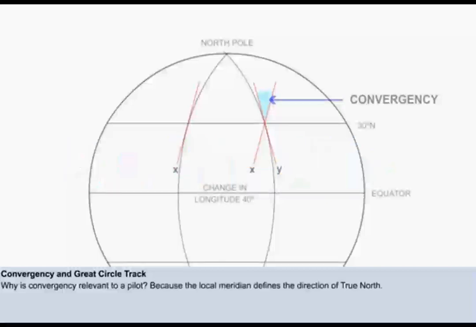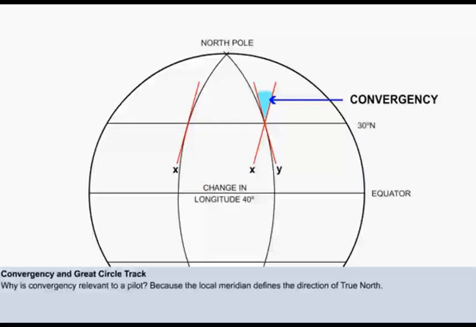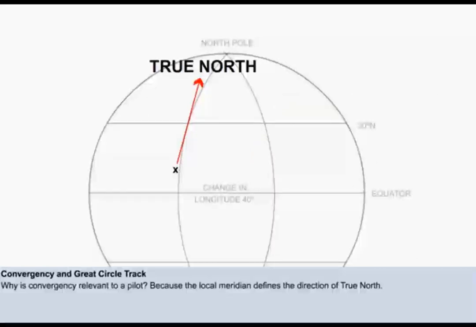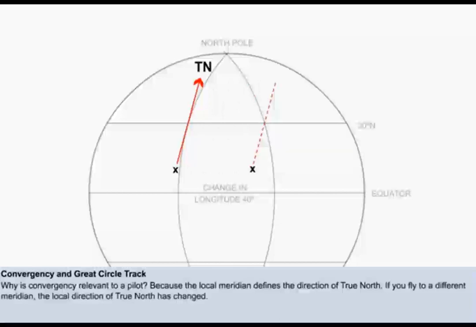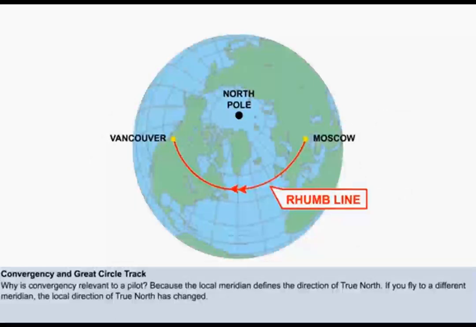To answer, we need to understand that true north at any point is the direction of the local meridian. For example, if you fly to a different meridian from the point at which you started, your local direction of true north has changed. This is the reason why a rhumb line is a continuously curved line on the Earth's surface. If it did not constantly curve, it could not cut all the meridians, which are at different angles to each other, at the same track angle.